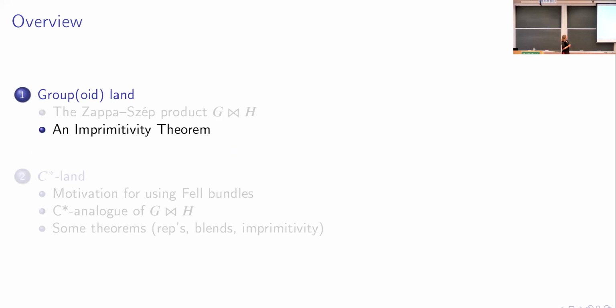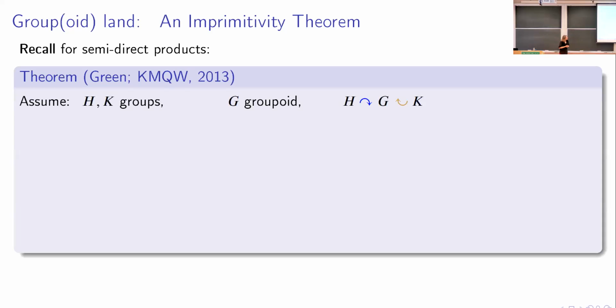So now for some theorems. So recall a theorem that you might know as Green's theorem. There's also a generalization by Kaliszewski, Muhly, Quigg, and Williams. So we start with two groups H and K and a groupoid G, and we assume actions on the groupoid on the left and on the right.